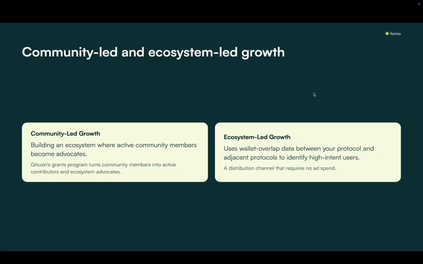Community-led and ecosystem-led growth use a different distribution model. Community-led growth builds an ecosystem where active community members become advocates. Gitcoin's grants program is one example, turning community members into active contributors and ecosystem advocates. Ecosystem-led growth uses wallet overlap data between your protocol and adjacent protocols to identify high-intent users. It can create a distribution channel that requires no ad spend.